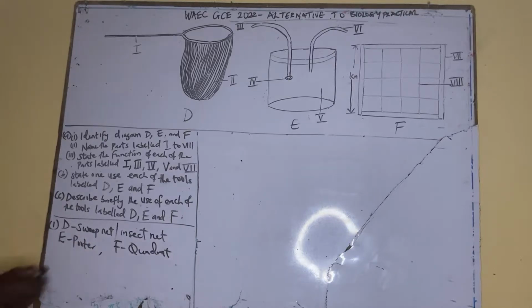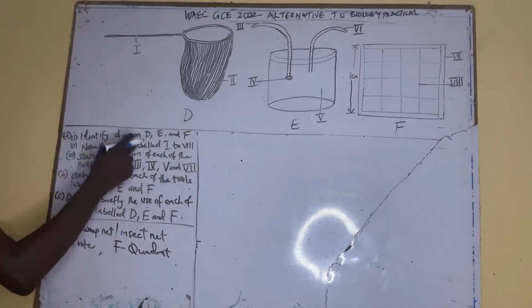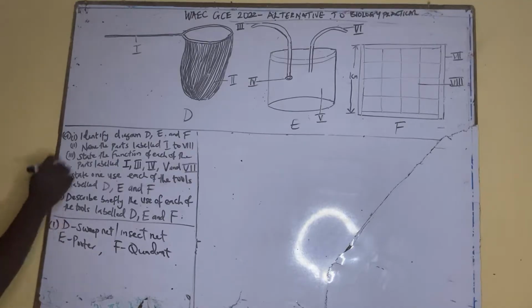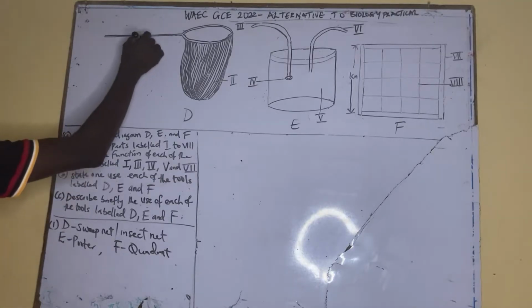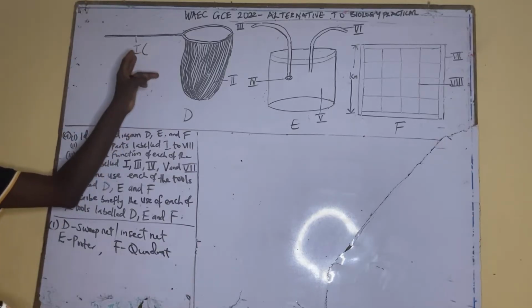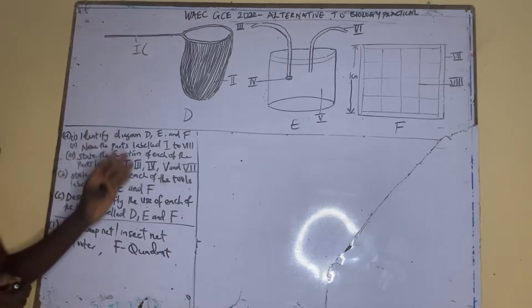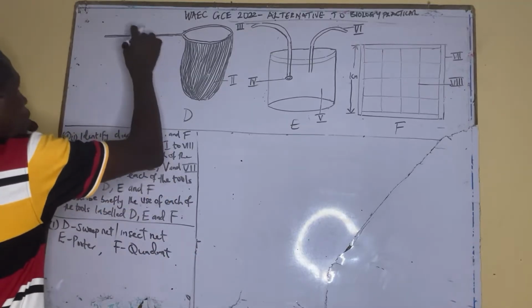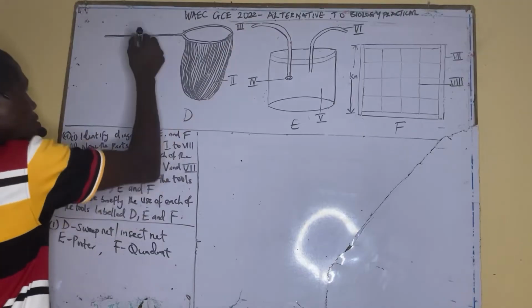And now we are asked to name the parts labeled Roman figure 1 to Roman figure 8. Write it beside the Roman figure number to save space. So Roman figure I is the handle of the sweep net. So we call it handle.